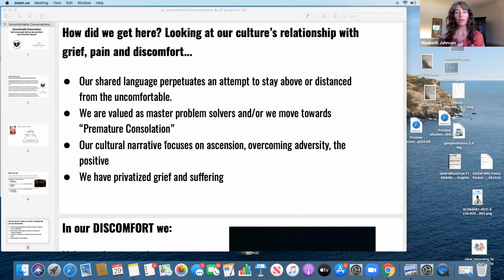So a lot of times people who are suffering or grieving are really met with this intolerance or frustration because they are not mirroring that cultural narrative that says, we value you when you show us that you can overcome adversity, when you are strong and okay. So there's this collective sense that going towards grief or the uncomfortable will only make us more powerless or static or incapable.